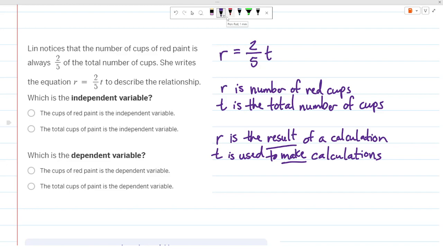On the second question where it says what is the dependent variable, well, since R is the result of a calculation, that means red cups is the result of a calculation, so the cups of red paint is the dependent variable.